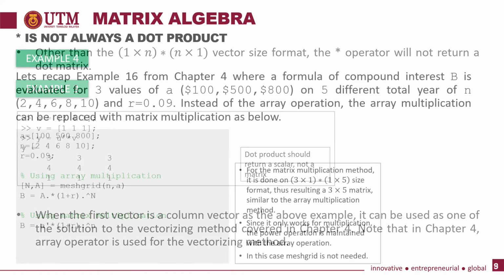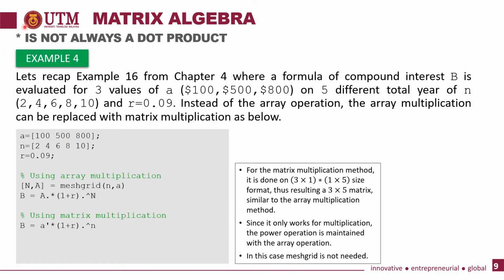Next, the star operator is not always a dot product. Let's recap example 4, which recaps example 16 from chapter 4, where a formula of compound interest B is evaluated for 3 values of A: $100, $500, $800, on 5 different total years of N, and R equals 0.09. Instead of the array operations, the array multiplications can be replaced with matrix multiplication as below.